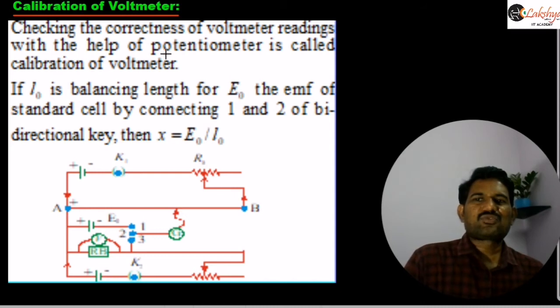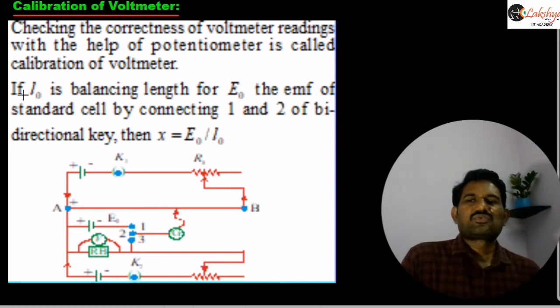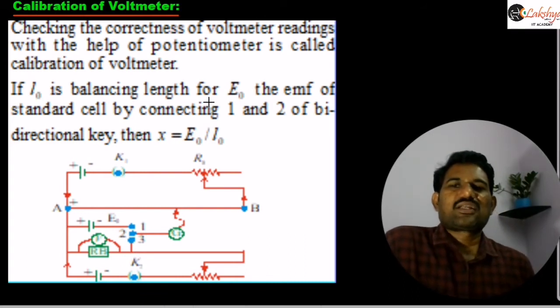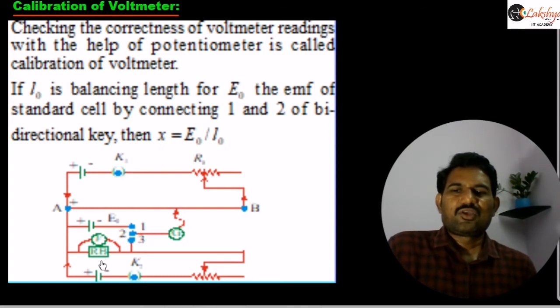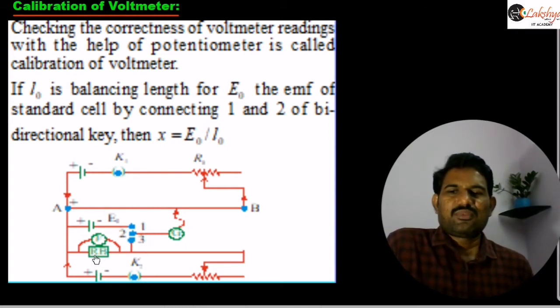Calibrate this voltmeter also. So now let us see the calibration of this voltmeter here. If L naught is a balancing length for this E naught, then this is the circuit diagram for this. Again you can observe the circuit diagram here. Here we are taking some resistance box, and across this resistance box we are connecting some voltmeter.